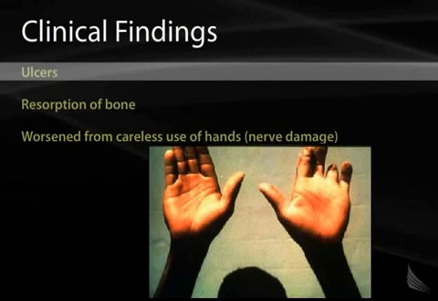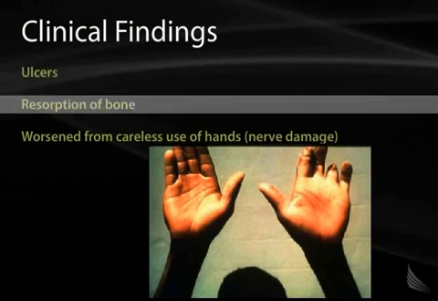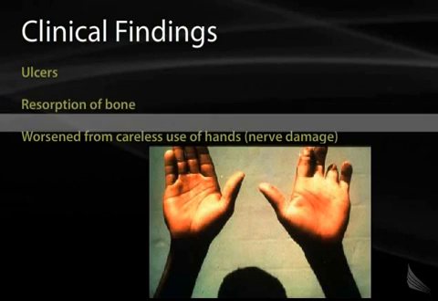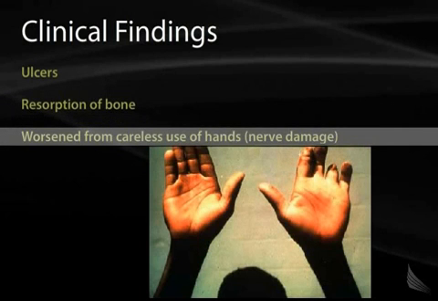Clinical findings of leprosy include ulcers, resorption of bone, and most of these features are worsened from careless use of hands. Basically, they can't feel their fingers, and so they don't know it if they're sitting on a hot stove. They don't know it if they slam it in a door. They have destruction of their nerve tissue. That leads to destruction of their hand tissue.